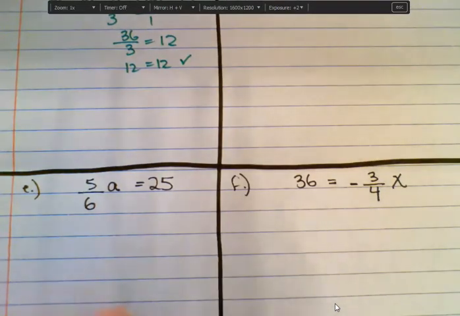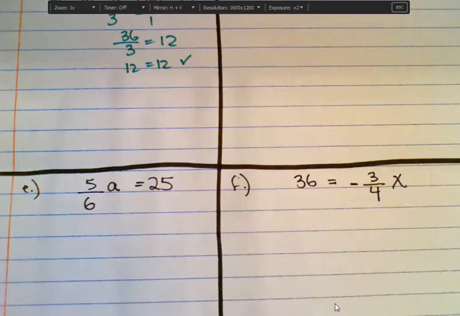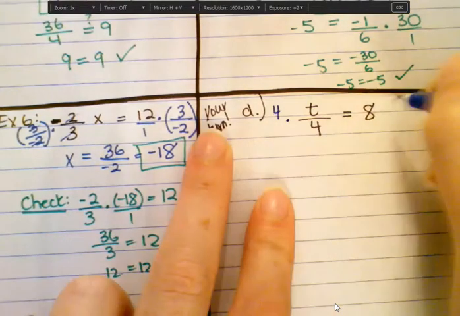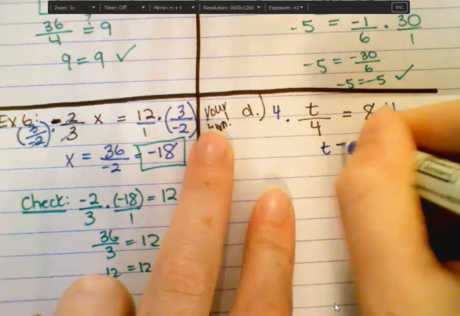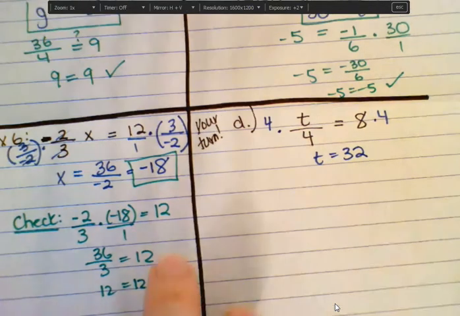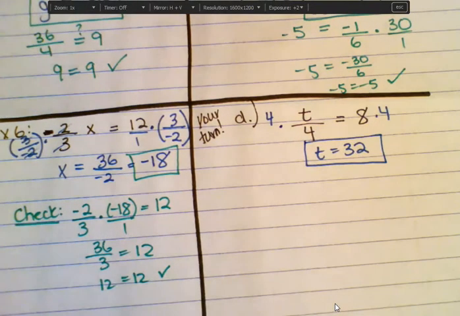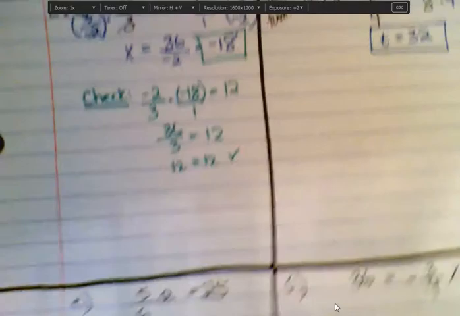So make sure you get those ones down. If you're watching this video, I recommend you pause it at this point and come back and check your work in a moment. All right, letter D, we're going to go ahead and multiply both sides by 4. So T equals 32. If you plug it back in to check that work, you will notice that it is correct. I'm not going to do the checks right now, but you should have them on your paper.